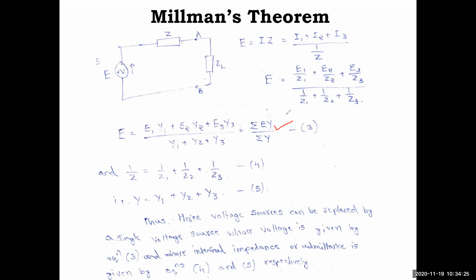State and prove Millman's theorem. Okay, that's why it is done. Then 1 by Z is 1 by Z1 plus 1 by Z2 plus 1 by Z3. The same thing if you convert into admittance: y equal to y1 plus y2 plus y3. So this is the proof.